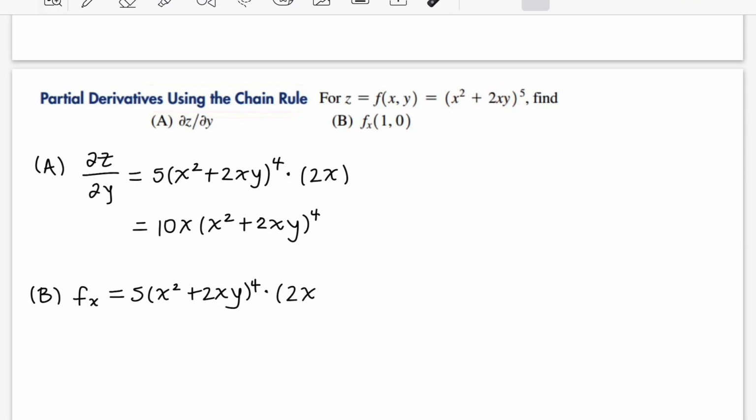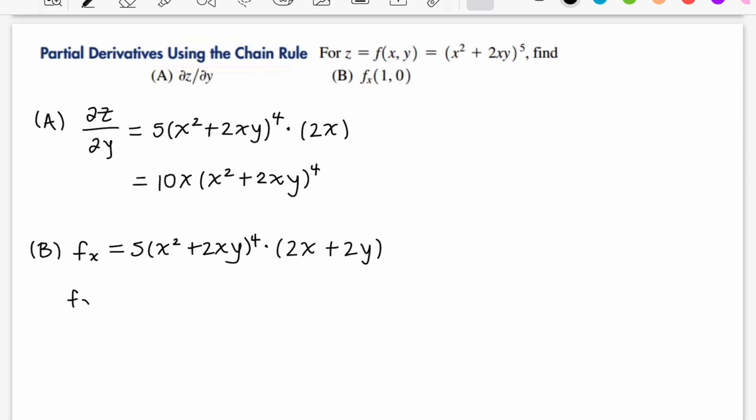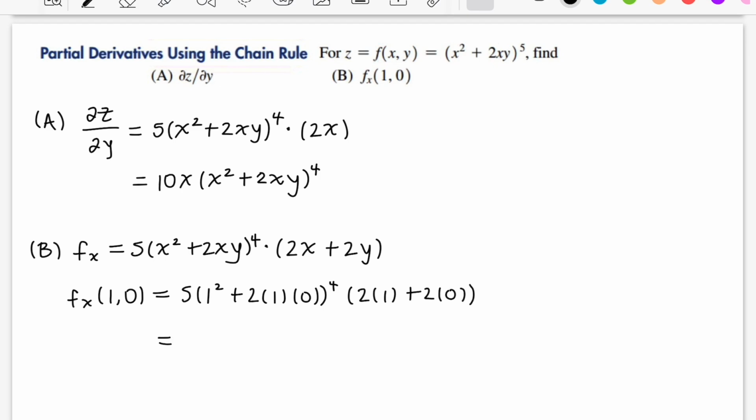In this case, we have 2xy. 2 and y are constants, so that means we're going to be left with 2y. Now evaluating this at this point here, so plugging in 1 for x and 0 for y, we'll end up with 5 times 2, which is going to be 10.